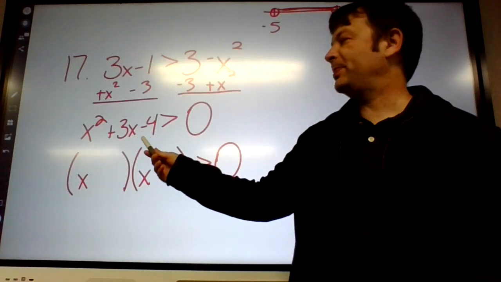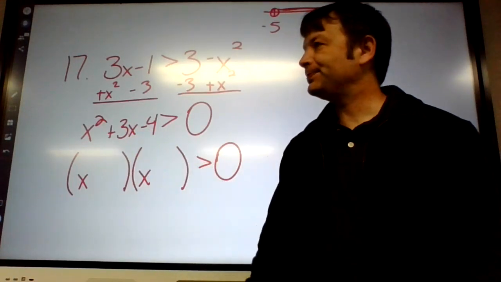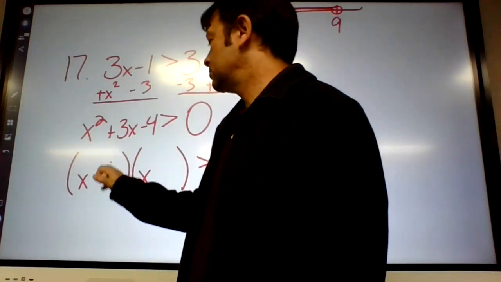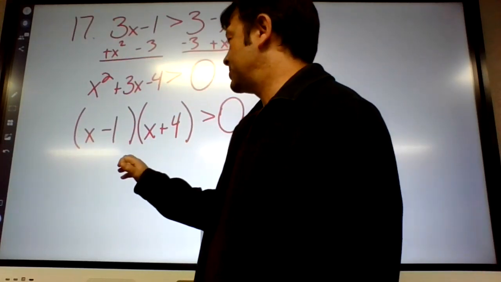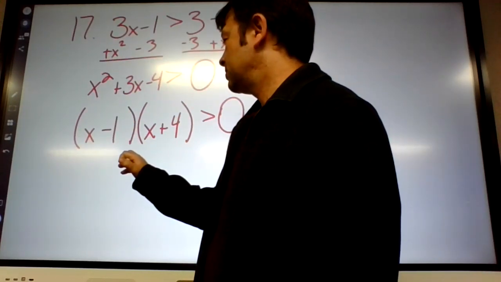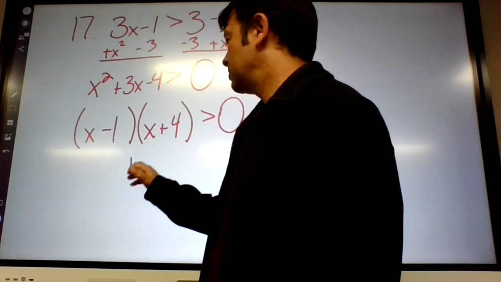What multiplies into negative 4 that adds up to 3? Negative 1, negative 4. I mean positive 4. So what are the zeros? Positive 1 and negative 4.